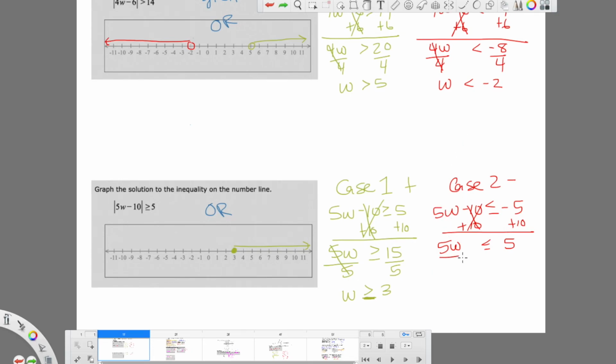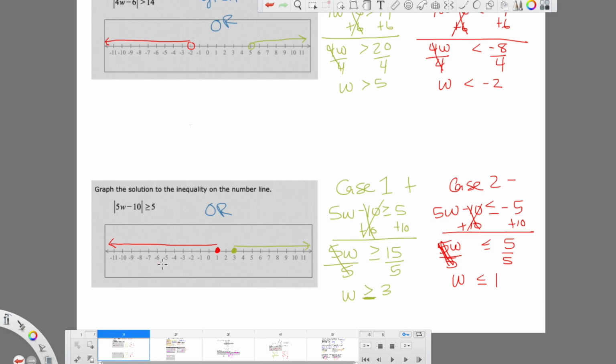Divide by 5 on both sides. 5 divided by 5 cancels, and w is less than or equal to 1, because 5 divided by 5 is 1. So I know it canceled on this side, and I didn't put the 1. Remember, we don't have to have a 1 in front of a variable, but if it's all by itself on the other side of the equal sign or inequality sign, we do need to put the 1. All right, so we're going to do a closed dot on 1, and it's going to be less than that amount. All right, so we had 2 examples of OR statements.